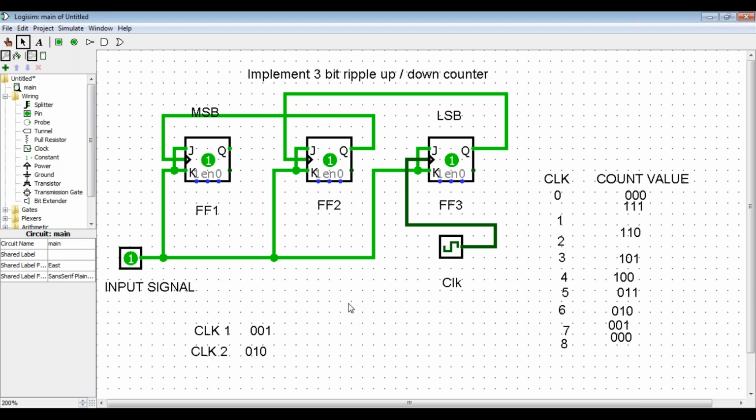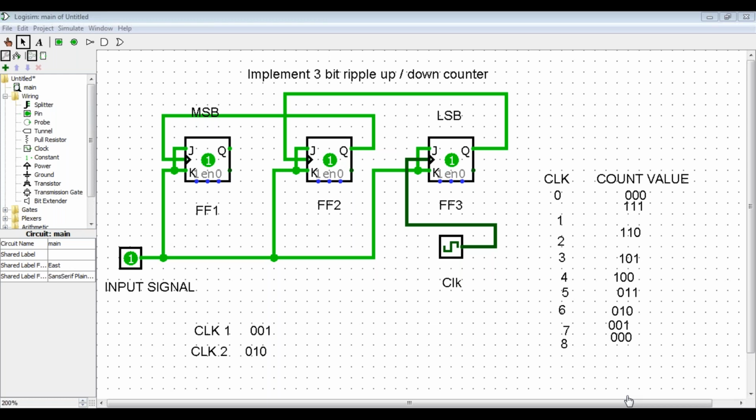The down counter is the reverse process. If you are applying the first clock pulse, then it will start from 1 1 1. Then based on your clock pulse, it will move down to 0 0 0. That is your down counter. I hope you all understood the concept of the up counter and down counter.